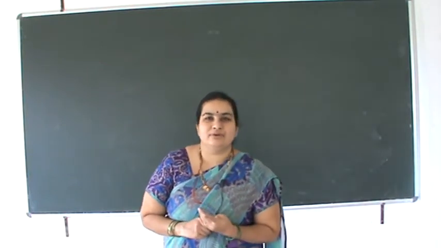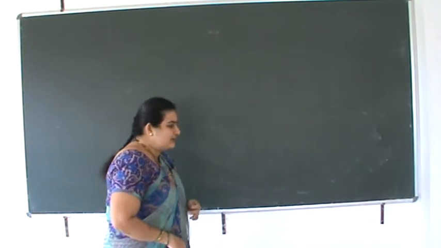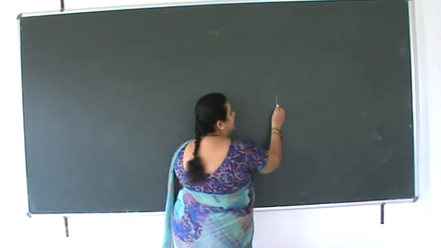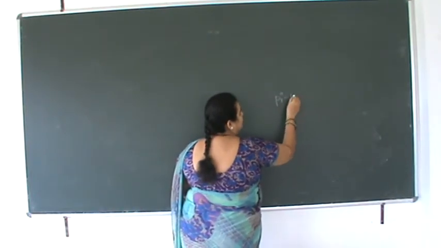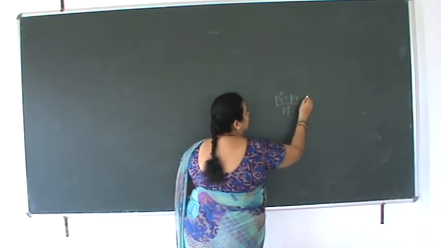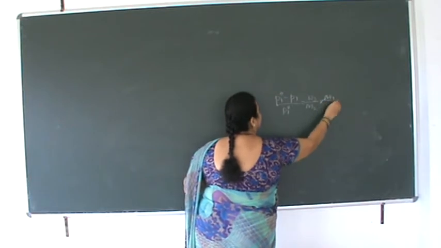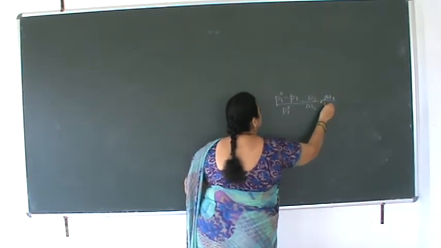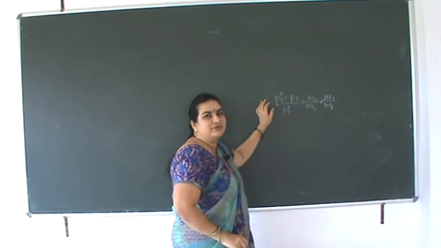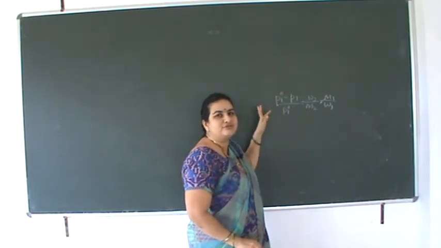One is relative lowering of vapor pressure, and relative lowering of vapor pressure is given by (P1 naught minus P1) divided by P1 naught is equal to W2 divided by M2 into M1 divided by W1. So this is the relation between molar mass and relative lowering of vapor pressure.